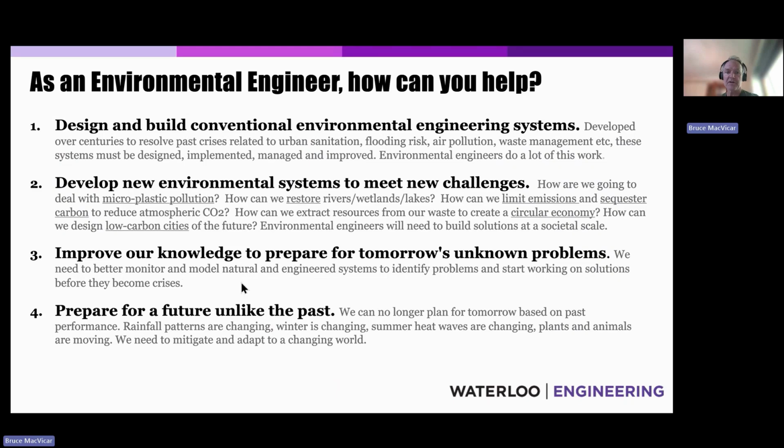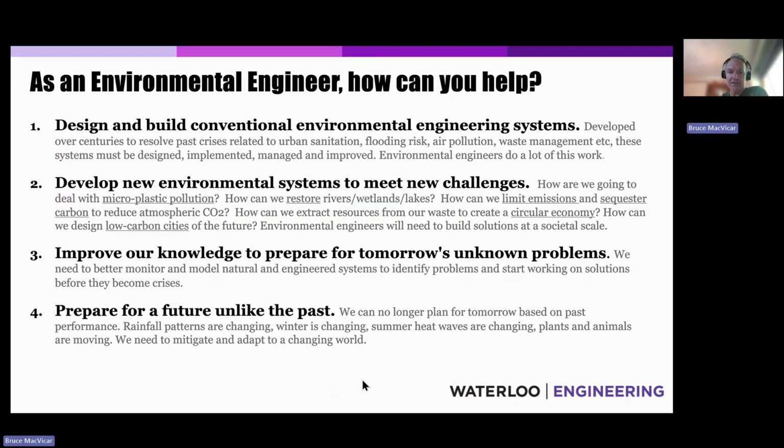We need to improve our knowledge to prepare for tomorrow's unknown problems. So often we're involved with monitoring and modeling natural and engineered systems to identify problems, new problems, and start working on solutions before they become crises. And overall, as I mentioned before, we're trying to prepare now for a future that will be unlike the past. So if you're thinking about school at this time, your career is going to look very different from the people who graduated 20 years ago.